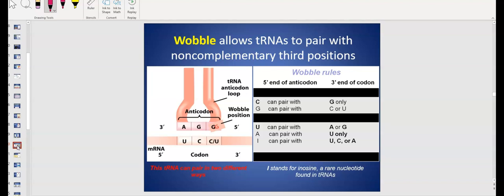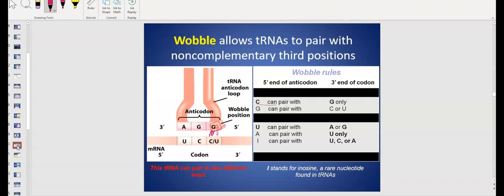Okay, so here are the rules of wobble. In this drawing, they're showing you that this end is bent up a little bit, and so it's not making perfect complementary base pairs. In this instance, G can pair with U, and it also can pair with C. Sorry, only 3 hydrogen bonds. 1, 2, 3. Thank you.